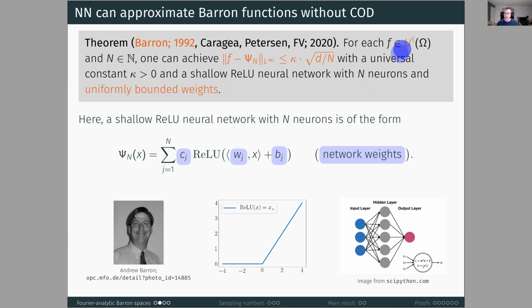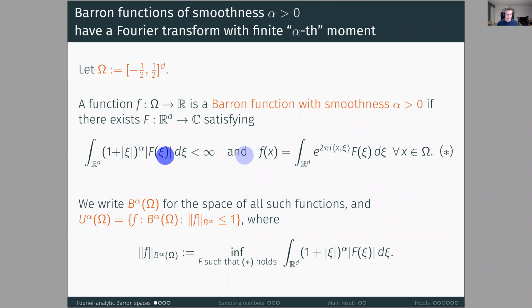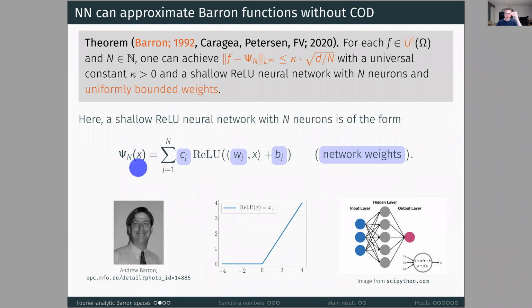He showed that if you have a function in the unit ball of this Barron space with exponent 1, so this means f hat of xi is integrable against 1 plus the Euclidean norm of xi, then you can approximate such a function very well using certain shallow neural networks.